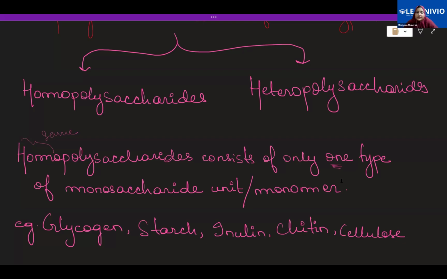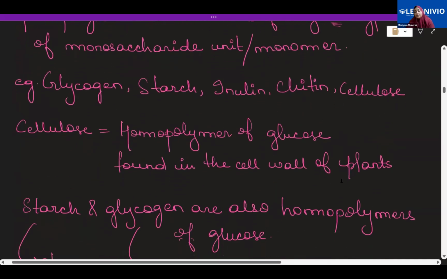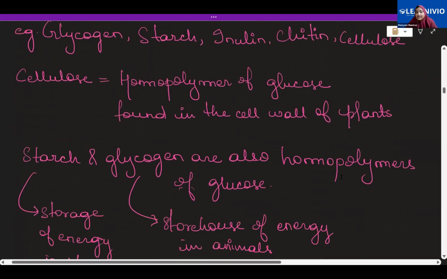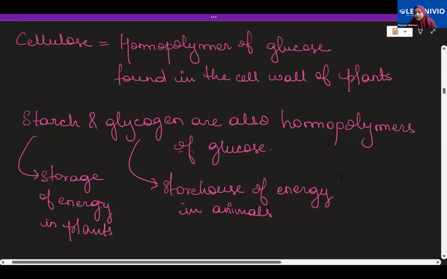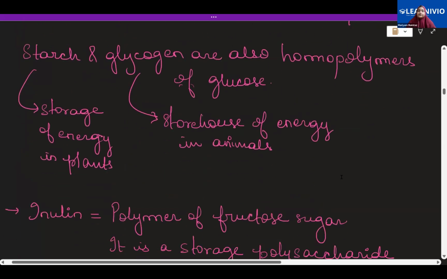People should remember this. So, homopolysaccharides: we have cellulose, which is a homopolymer of glucose, and it is found in the cell wall of plants. Then starch and glycogen are also homopolymers of glucose. Starch is the storage food material of plants, right? And glycogen is the storehouse of energy, the storage in animals.